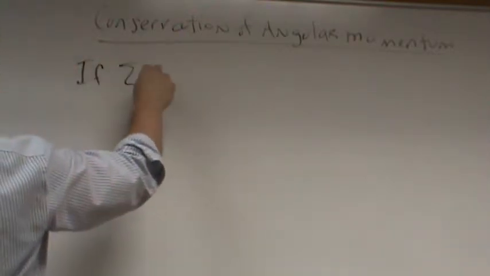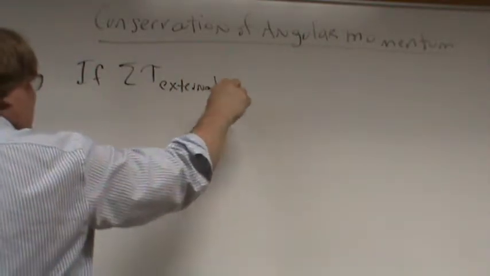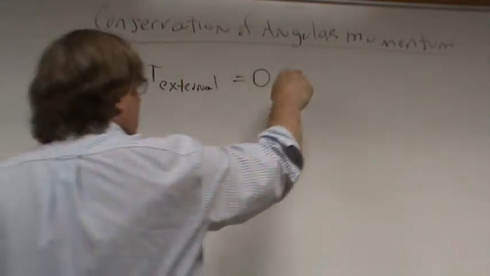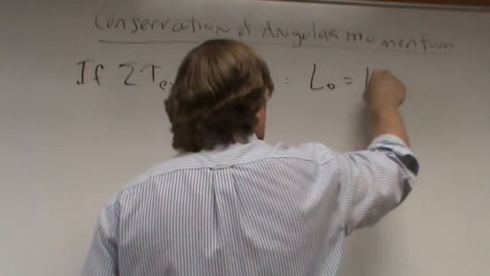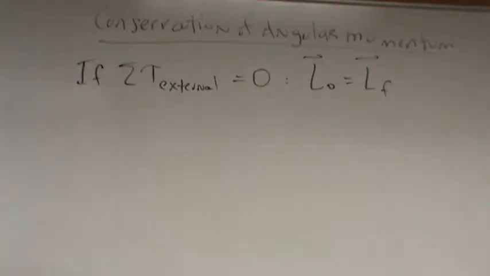So I want you to see that if the sum of the external torques is equal to 0, then we get to say the initial angular momentum equals the final angular momentum. And there's a lot of scenarios where there's no external torque happening, and so you get to have that conservation. Here, let's talk first about the old ice skater problem, okay?